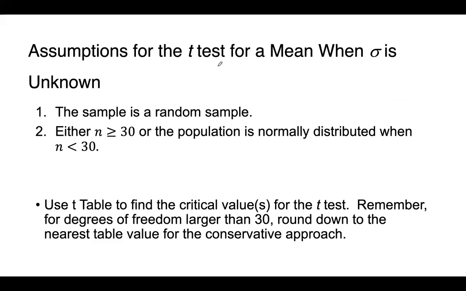So the assumptions for the T test for the mean when sigma is unknown are basically that the sample is a random sample. Either N is greater than or equal to 30, or the population is normally distributed when N is less than 30. And then we use the T table to find the critical values for the T tests. Remember, for degrees of freedom larger than 30, we could round down to the nearest table value for the conservative approach.